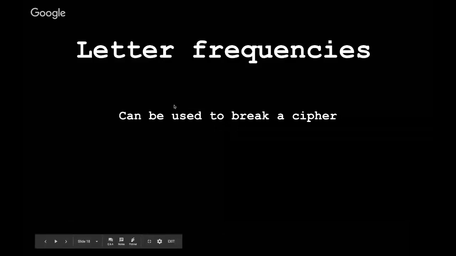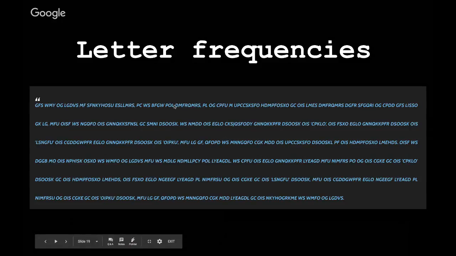All right, so we're going to talk through the letter frequency method for breaking text that has been encrypted. So let's imagine that we start out with some text that looks like this. It's a lot of gibberish. We can't read any of this. There's nothing that looks familiar here.